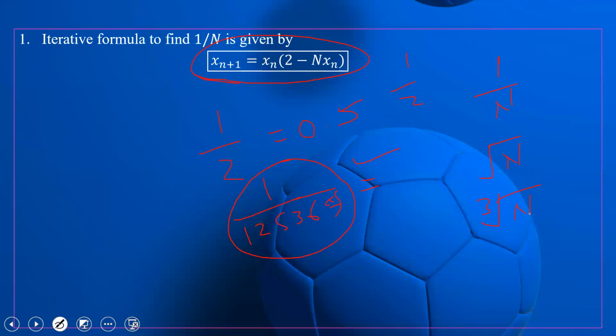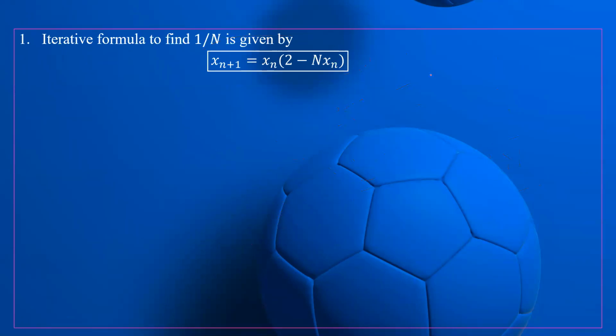So if I ask you to find the value of 1 upon n, right now it is immaterial because we have the scientific calculator. But the scientific calculator uses this method, so it is very important for us to study how to find the value of 1 upon n by using the Newton-Raphson method. Okay, so let us see here.